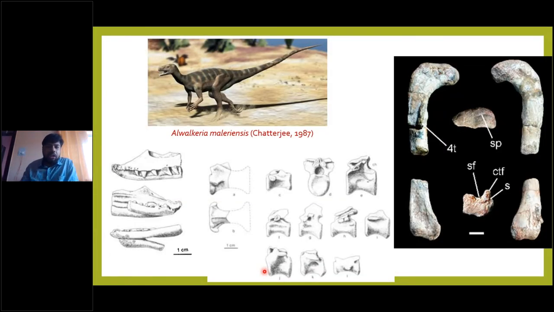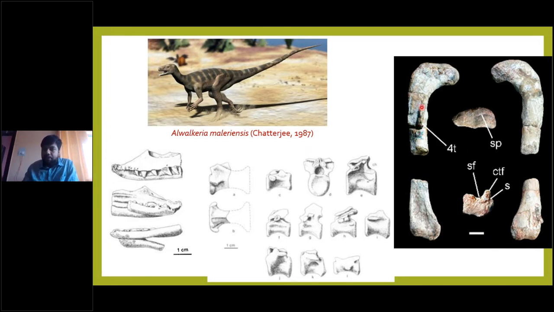So, going into detail about dinosaurs from the late Triassic period, Alwalkeria maleriensis, described by Chatterjee in 1987, is known from the Maleri Formation. It is known from a few cranial materials and a few axial materials, which include the axis bone of the cervical, dorsal, and caudal vertebrae. It is also known from the femur and astragalus bone. On the femur, you can see the fourth trochanter. This is asymmetric and very prominent.